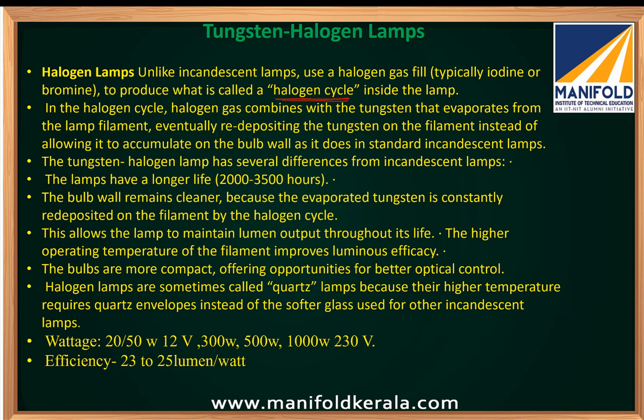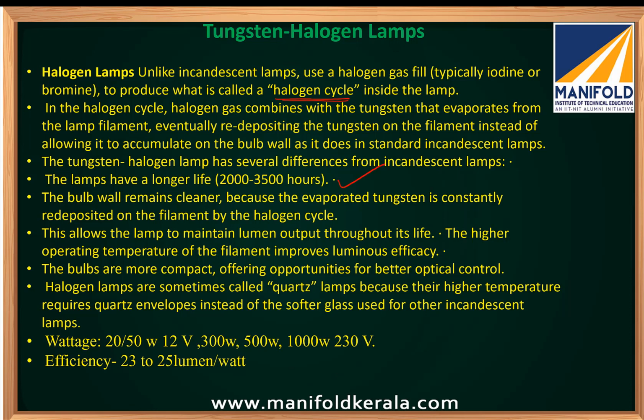Some portion of tungsten gets vaporized and it deposits on the surface of the lamp so that a blackish tinge is formed. Whereas in this halogen lamp, this evaporated tungsten combines with the halogen, and because of this halogen cycle, it gets redeposited on the tungsten filament only, so that it increases the lifetime of the tungsten halogen lamps. Okay, so the tungsten halogen lamps have several differences from incandescent lamps.